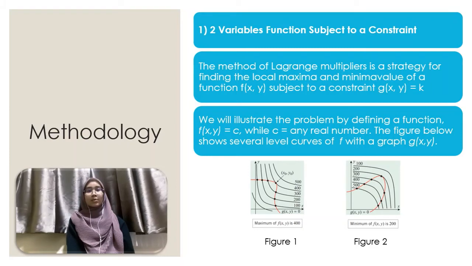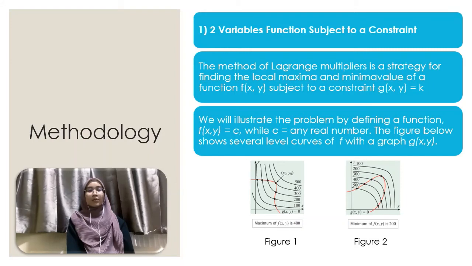As you can see, we will illustrate the problem by finding the function f(x, y) equal to c. We are trying to maximize the function f subject to the constraint g. This means we are looking for a point x0, y0. Figure 1 shows the level curves of function f equal to c. Each point intercepts g equal to 0. So the maximum value of f equals 400. We conclude that fx equals lambda gx, fy equals lambda gy, and g(x, y) equals k.